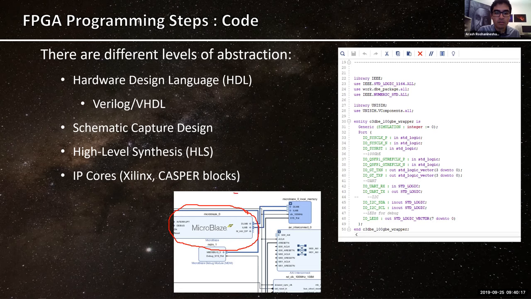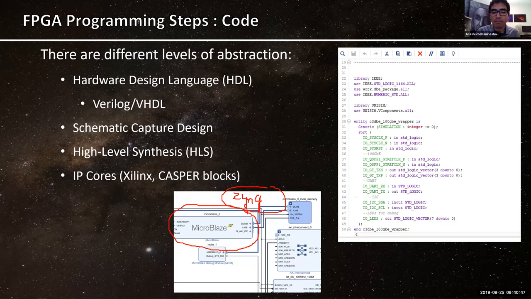So this is called, I will write it here, Zynq. Sorry, my handwriting. Zynq is another CPU on chip. So why do we use them? Anything can be done through gates, through digital logic.